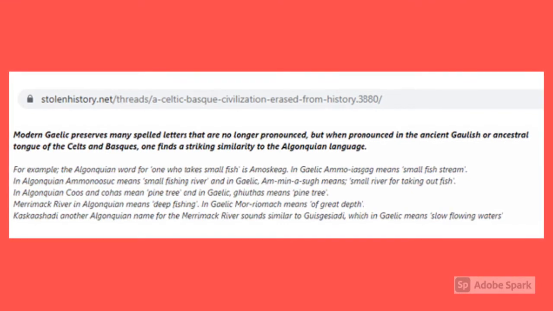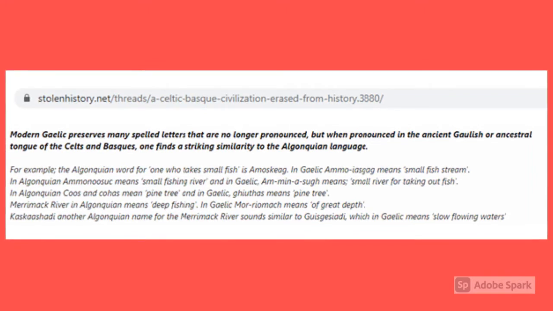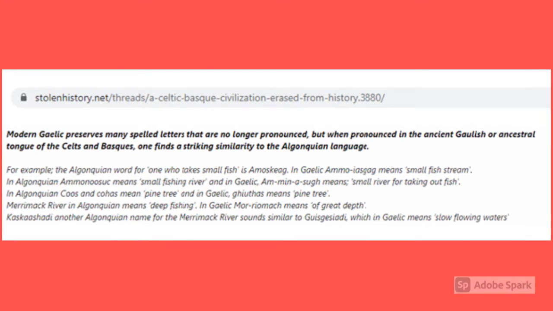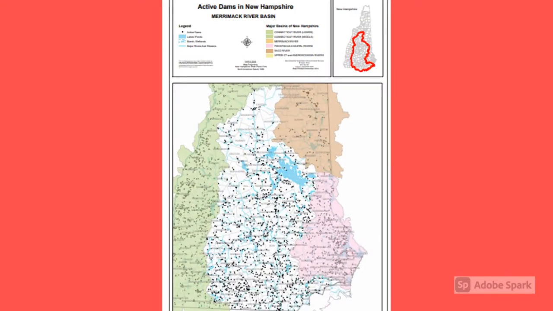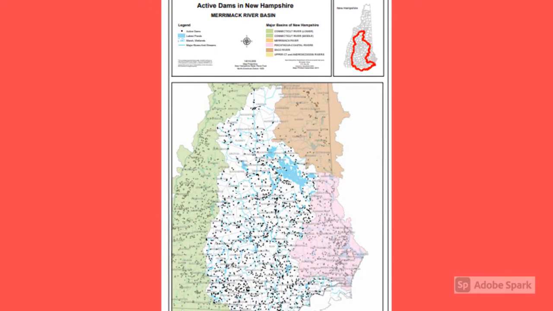I did come across some information that said that Algonquian is actually an umbrella term for several different Native tribes that have similar language roots. And then I came across this article from stolenhistory.net that relates the Algonquian language to the Gaelic Native tongue, in which Merrimack means great depth.